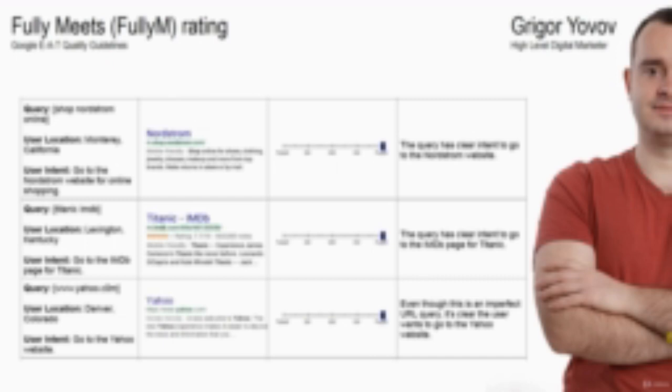And the last example is yahoo.com, and user location Denver, Colorado, and his intent is to go to the Yahoo website. And even though this is an imperfect URL query, it's clear that the user wants to go to the Yahoo website. You can see that instead of an o in the .com there is a 0 in the query, but this doesn't affect the full meets rating.